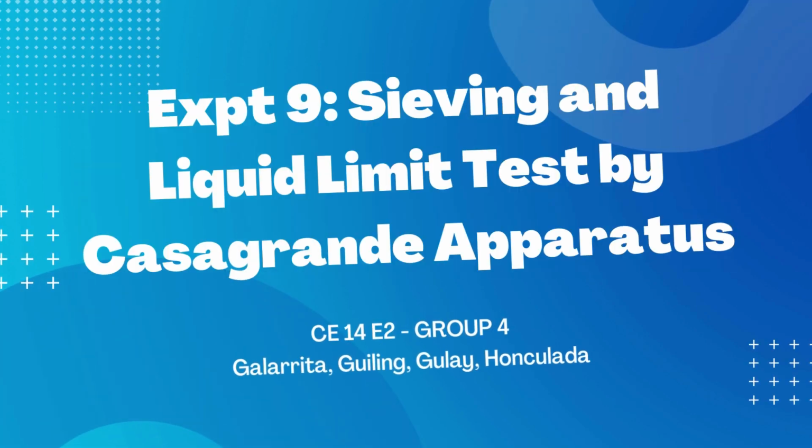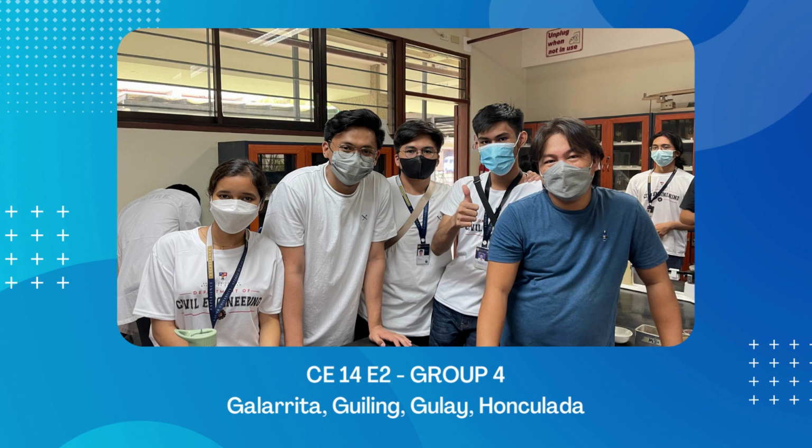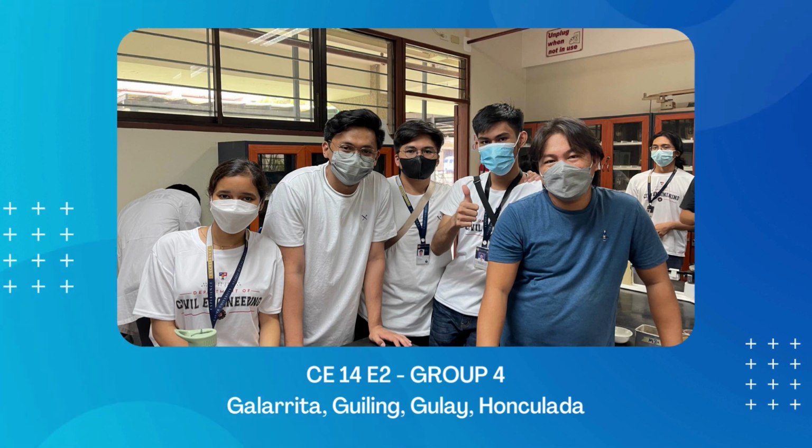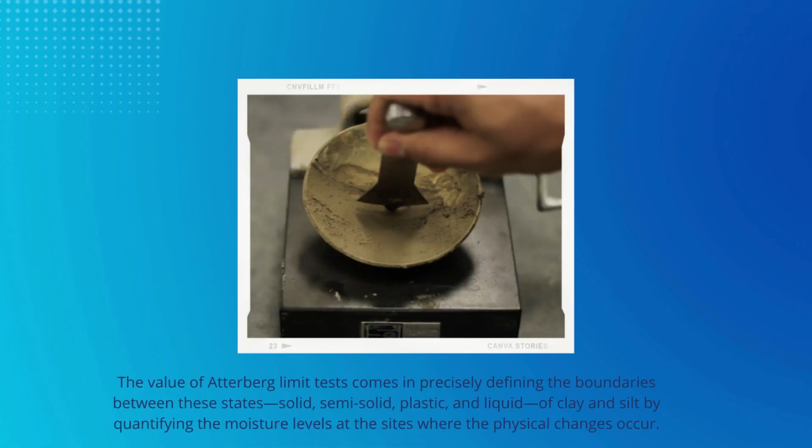Today's experiment is Experiment 8, Sieving and Liquid Limit Test by Casagrande Apparatus, performed by Group 4 of CE14E2, which consists of Galarrita, Guiling, Gulay, and Honculada. This procedure covers the method of sieving and liquid limit by the Atterberg method in accordance with AASHTO T89.